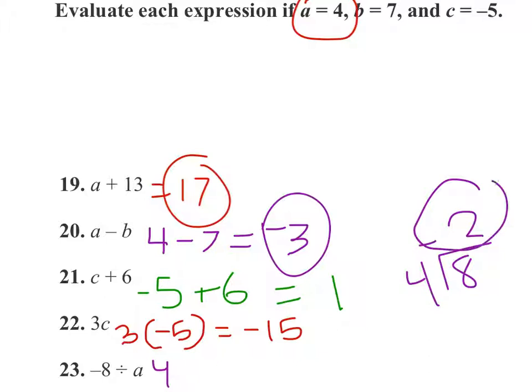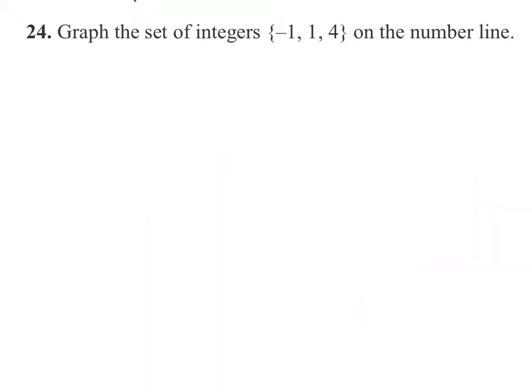-2. Why -2? Because it's -8 divided by 4. Bam. That works. Odd number of negatives makes that a -2. Graph the set of integers on the number line.